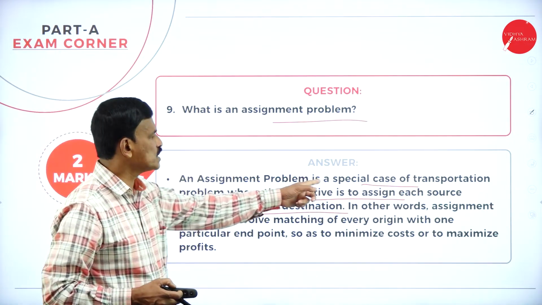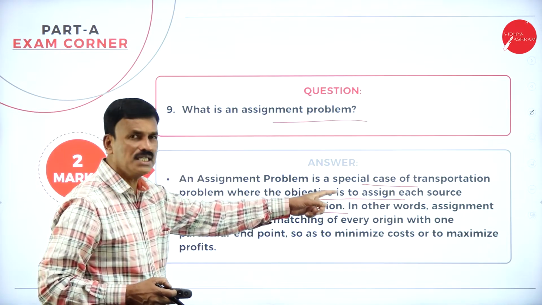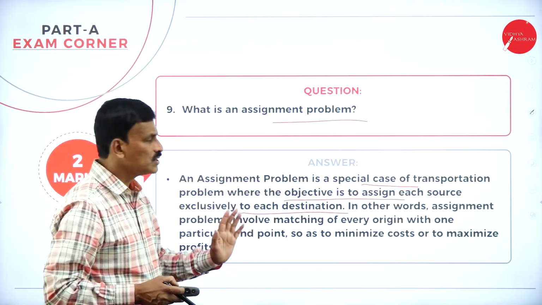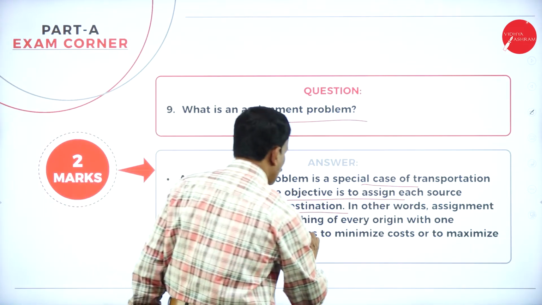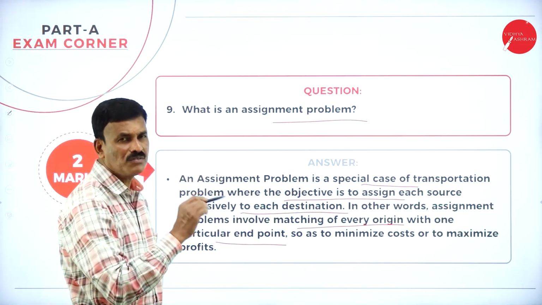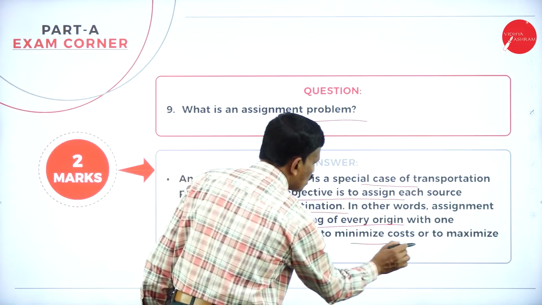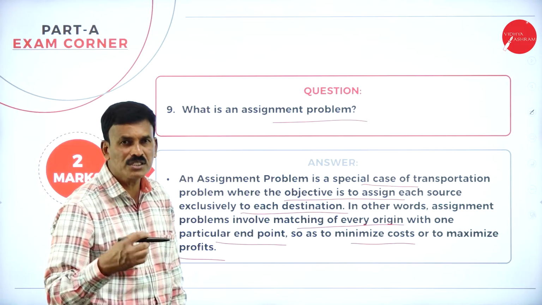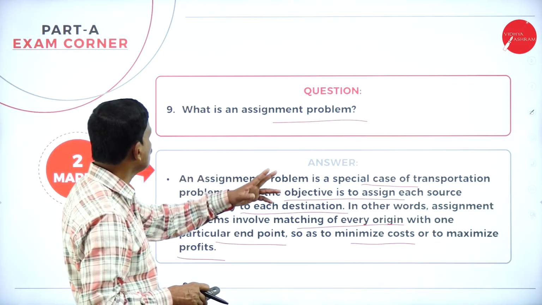In other words, the assignment problem involves matching of every origin with one particular endpoint, so as to minimize the cost or to maximize the profit. To minimize the cost or to maximize the profit, we are going to match from one end to another end. That is called the assignment problem.